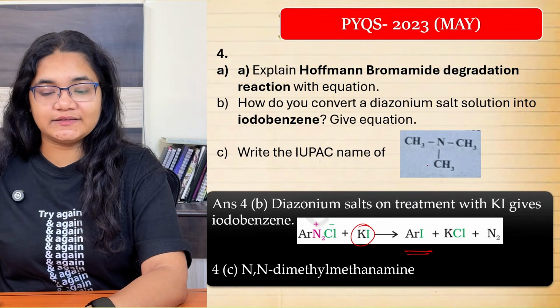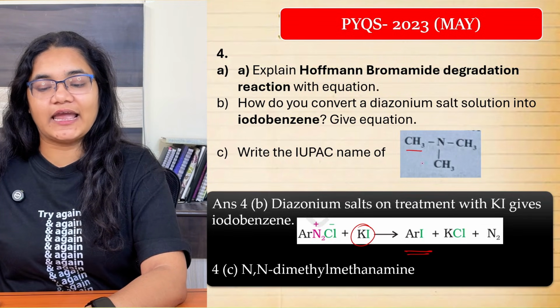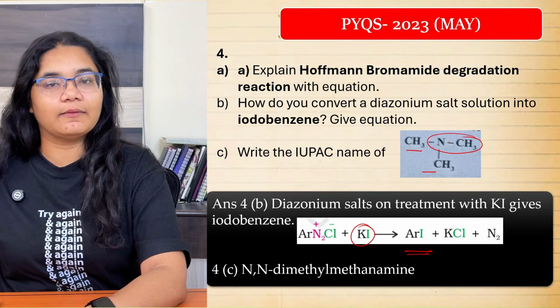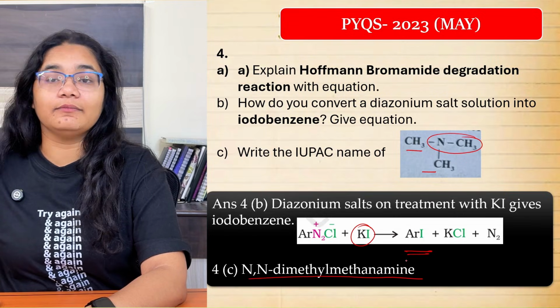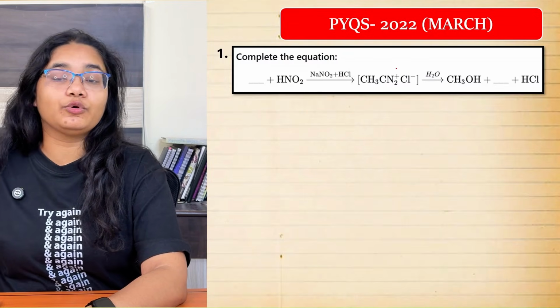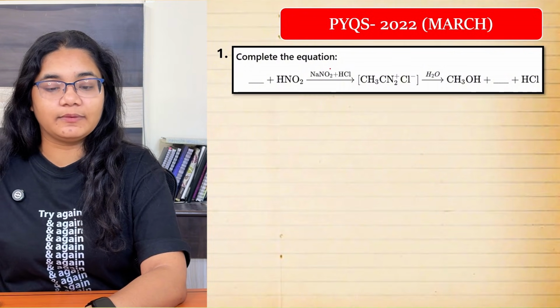Next, what is the IUPAC name of this compound? You can see it is N,N-dimethyl methanamine. Now coming to the 2022 March PYQ, complete the equation.